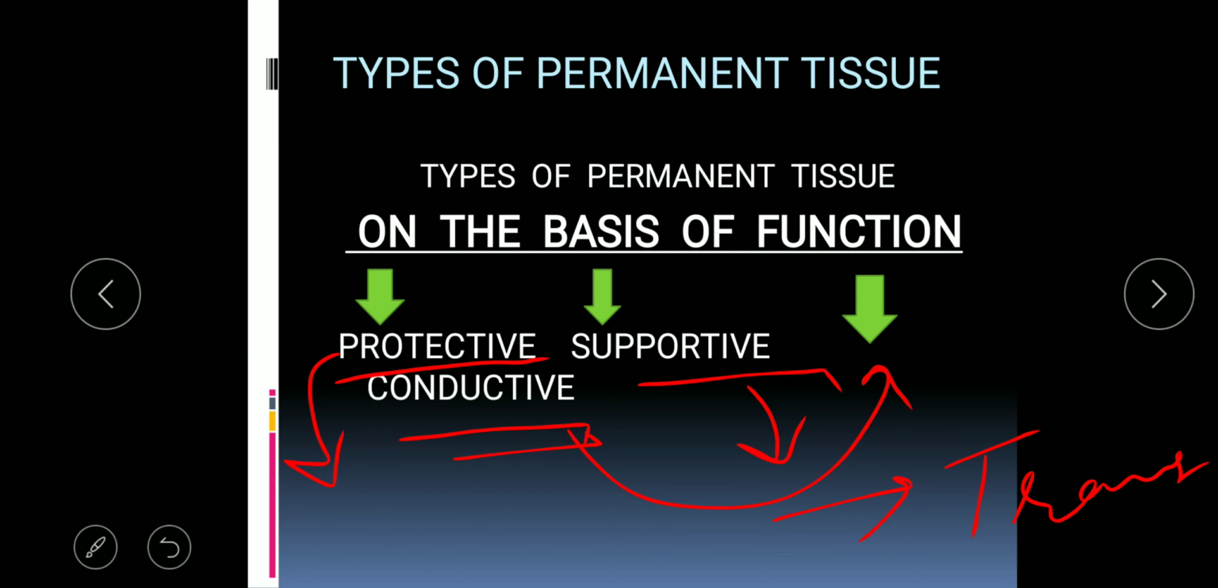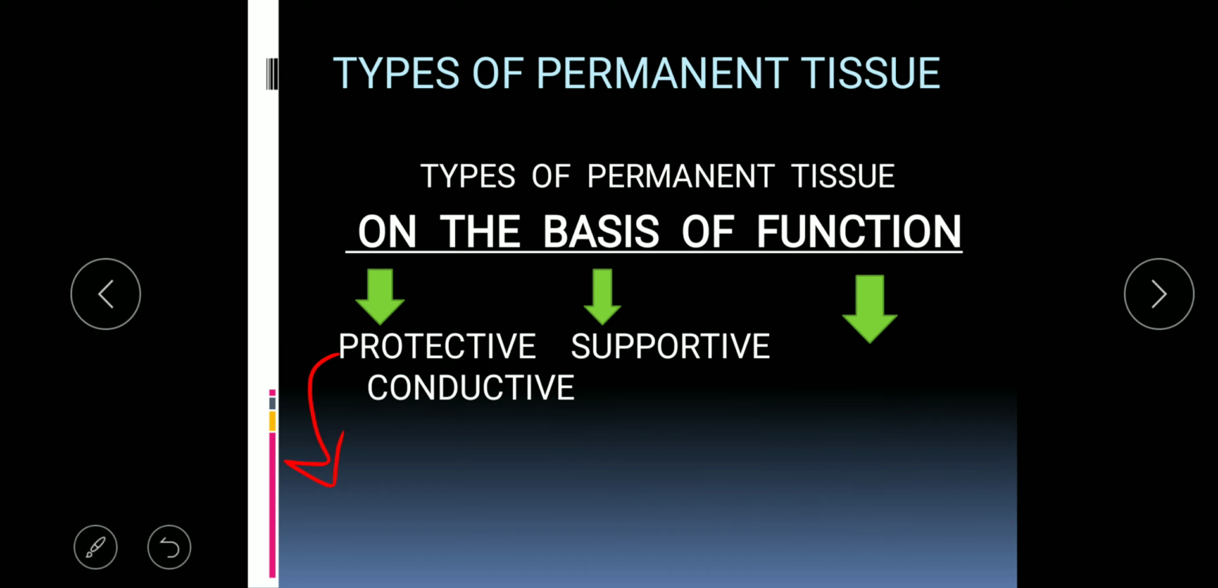Protective tissue, we will see today. In the supportive tissue we will see the parenchyma, collenchyma and sclerenchyma, three supportive tissues we will discuss. And in conductive tissue we will discuss the xylem and the phloem, because these two help in the transportation of substances from one part to the other part of the plant. Okay, I hope I am clear.